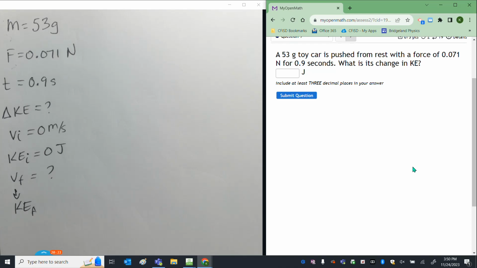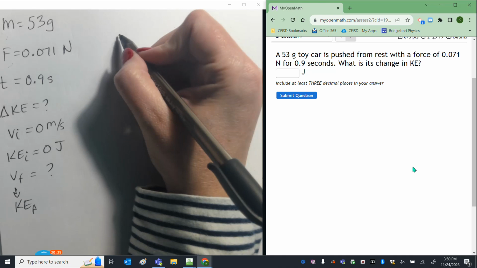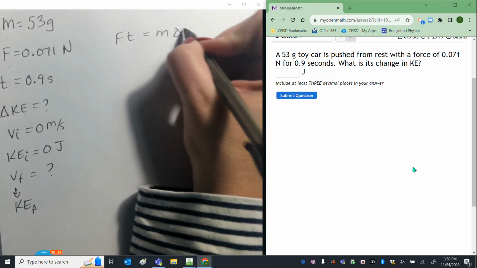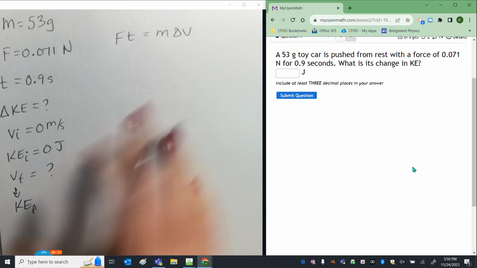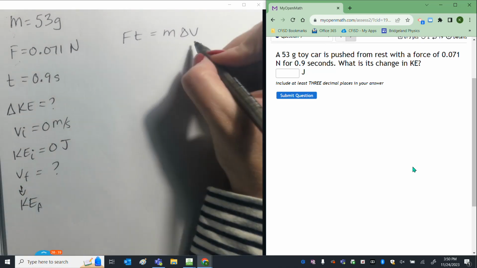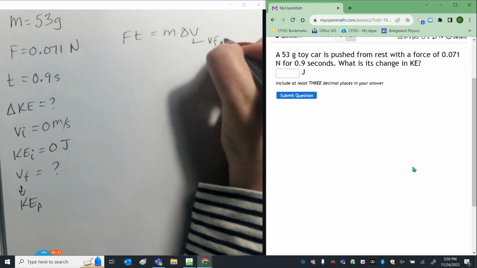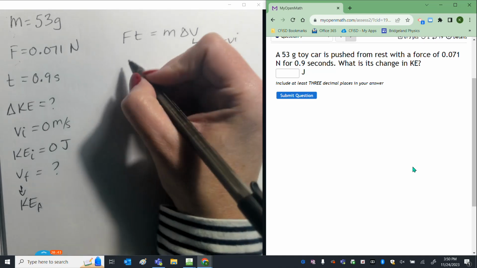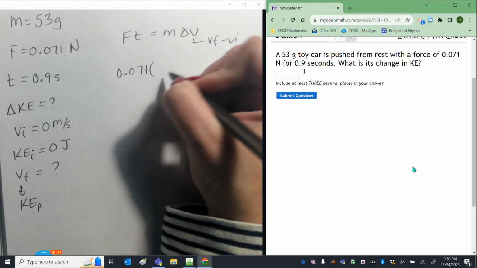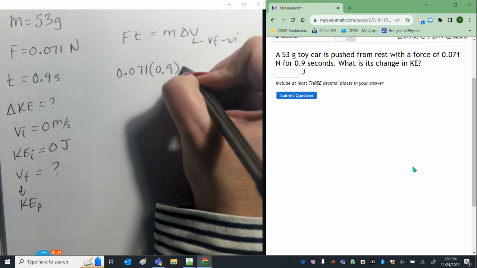Looking at this, I can see how I can use some stuff from our last unit, specifically this equation here. F times T equals M times delta V. Okay, again, remember delta V is VF minus VI, and so that's actually how I'm going to substitute it in. But let's go ahead and plug in. F is 0.071, the time is 0.9, it's equal to the mass.